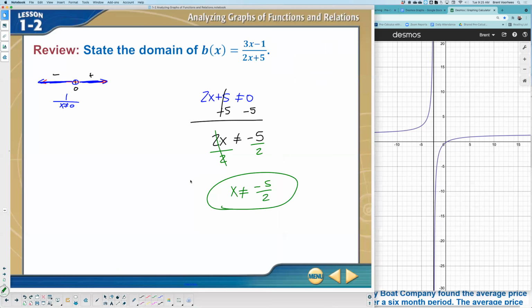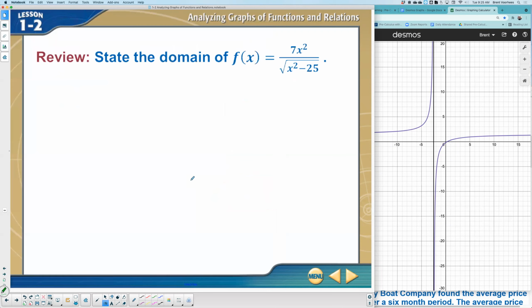Isn't that amazing how algebra works? Here's the beautiful thing about algebra. It works every single time. Every single time. It always works. It's crazy. All right, one more just for good measure. I'm going to draw a number line that might be helpful for us.